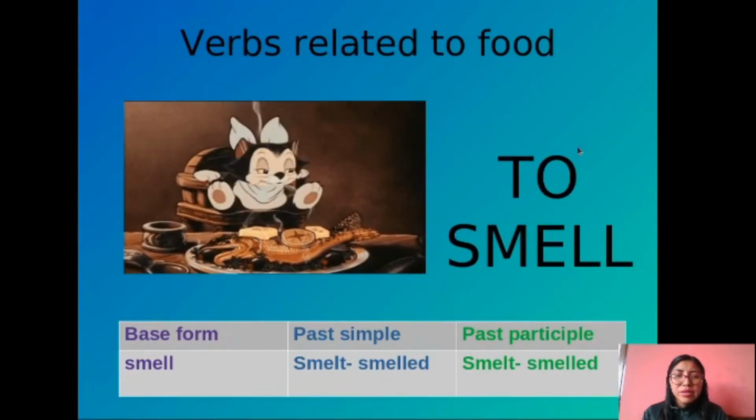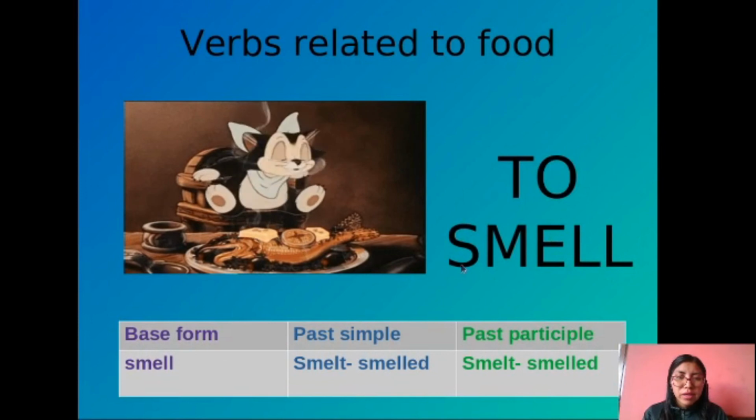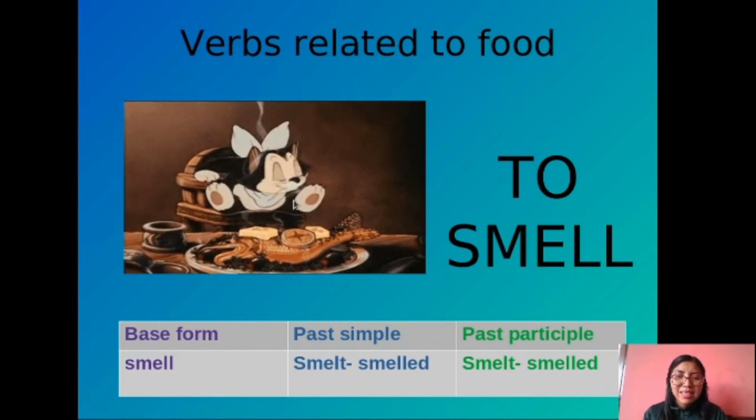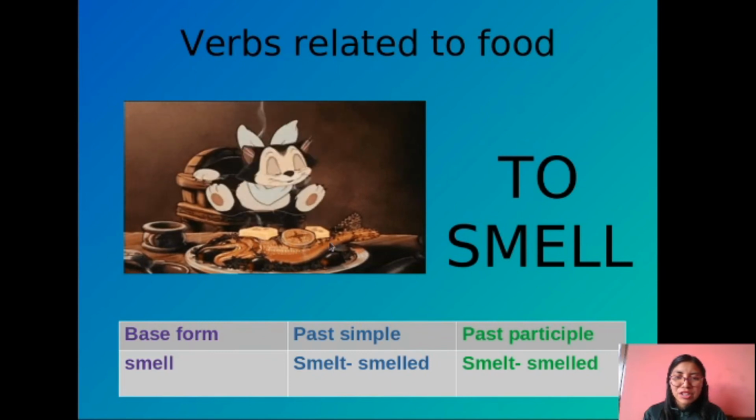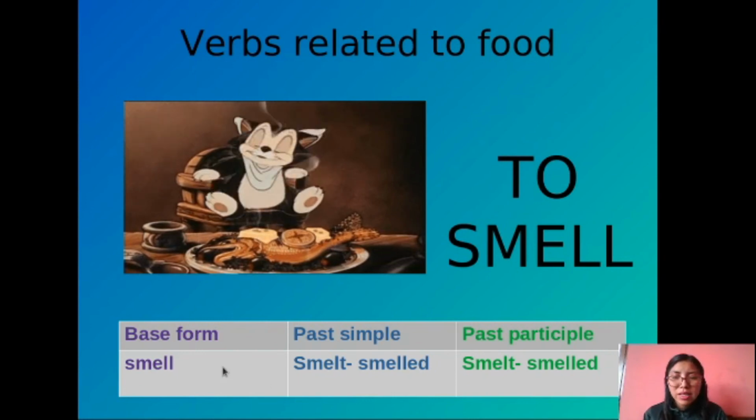And we are going to see the last verb, okay? So pay attention to smell. Pay attention to the action. A cat smells fish. Okay, smell. Oler. That's right.